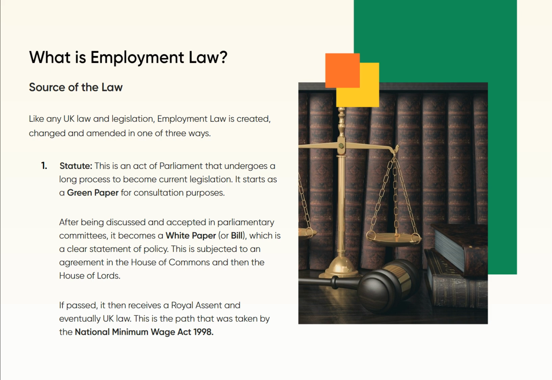After being discussed and accepted in parliamentary committees, it becomes a white paper, or bill, which is a clear statement of policy. This is subjected to an agreement in the House of Commons and then the House of Lords. If passed, it then receives a royal assent and eventually UK law. This is the path that was taken by the National Minimum Wage Act 1998.